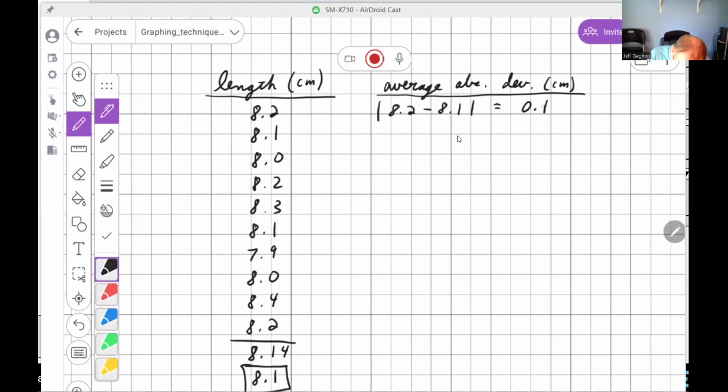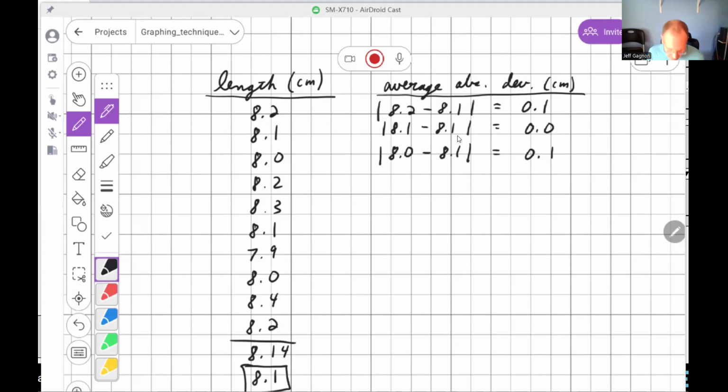Then let's do a few more of these. So for the second one, I would take my data value, 8.1, subtract the mean, and then take the absolute value of that. Well, that's just going to be 0, right? Absolute value of 0 is still 0. The next I have 8.0 minus 8.1. So that actually would be negative 0.1, but then when I take the absolute value of that, I'm going to get positive 0.1. And in many cases, you don't even need to do the math out. You don't need to do the differences and absolute value. You can just do this in your head.